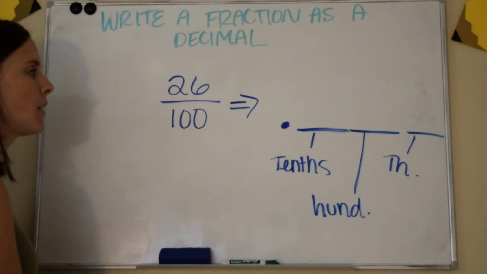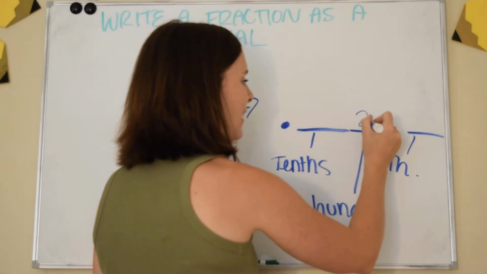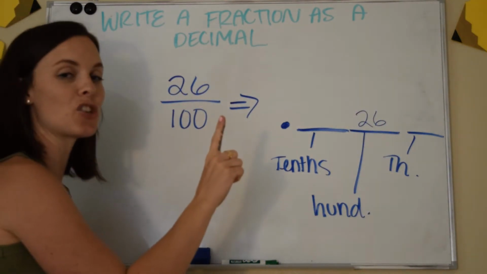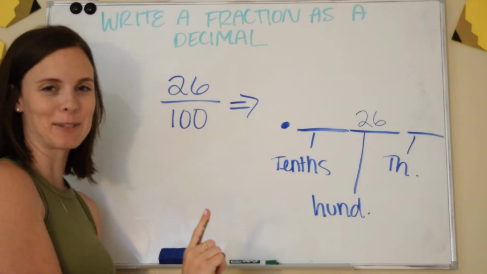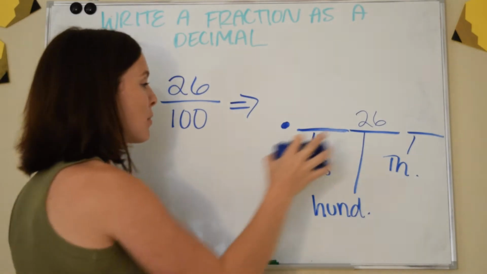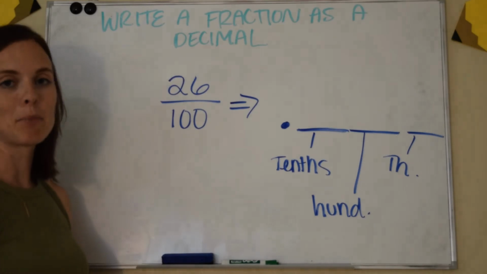I have a 2 and a 6. I can't put the 2 and the 6 in the hundredth spot. That doesn't work because remember, one digit fits in one parking spot, just like cars, one car can fit in one parking spot. You can't put both numbers in there. So then where would I put the 2 and where would I put the 6?